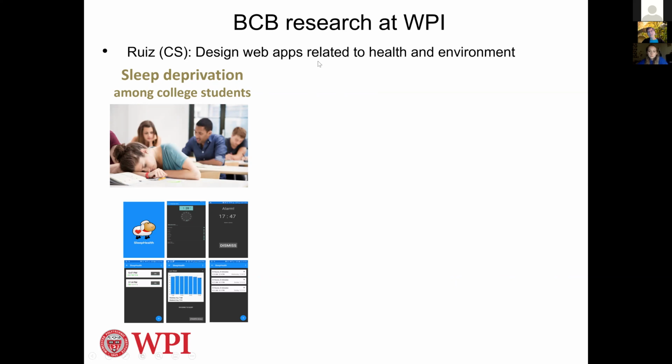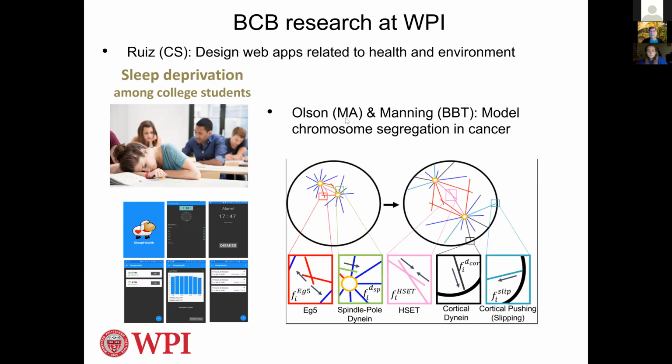And then finally, the last one that I wanted to mention, and this is by no means the complete coverage of all the research going on in BCB, is an interdisciplinary collaboration between Sarah Olson in the math department and Amity Manning in the biology and biotechnology department. This is a different kind of modeling, where they're modeling chromosome segregation in cancer and trying to understand through this mathematical model what some of the forces are and how they change during cancer, and how we can utilize this model to try to come up with treatments for cancer that will affect the way the chromosomes segregate. So I hope that those examples give you also a better idea of the field in general and in particular what's happening at WPI. And I'd be glad to answer questions about research at WPI at the end of the talk.